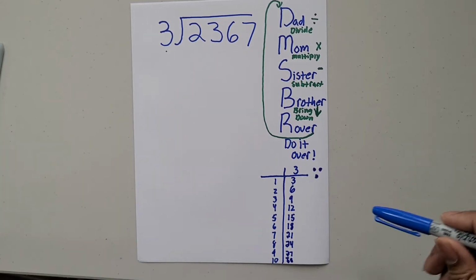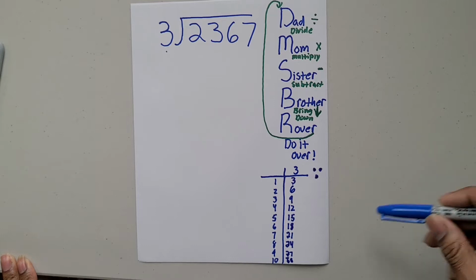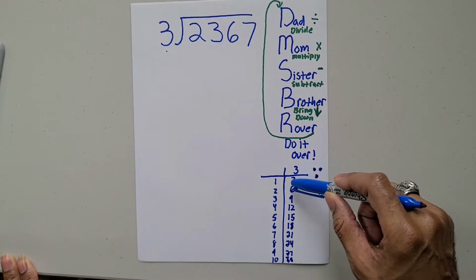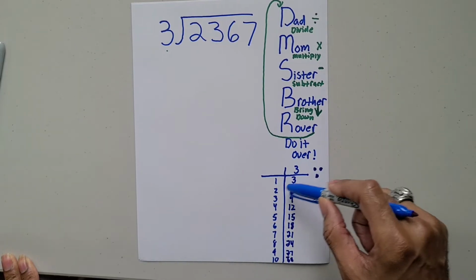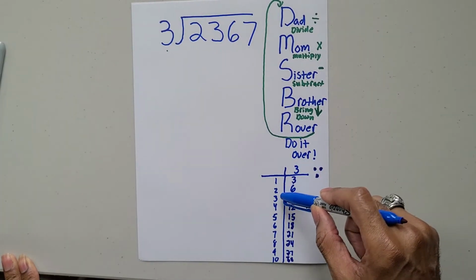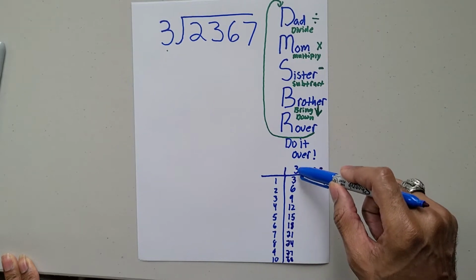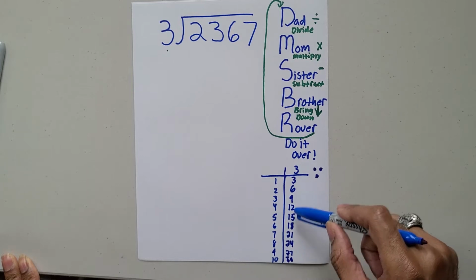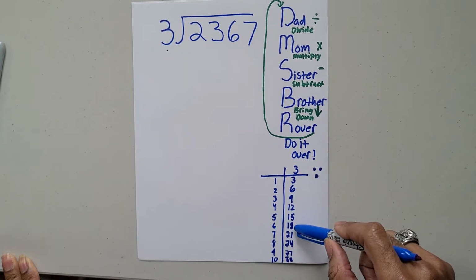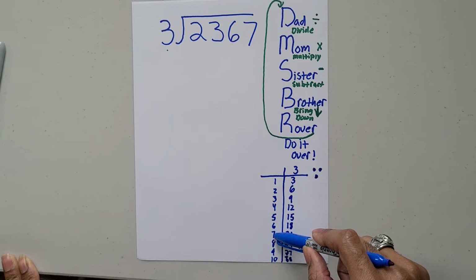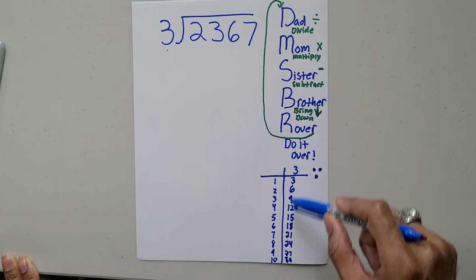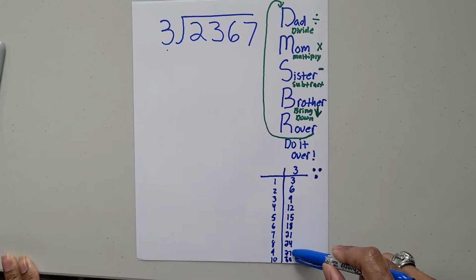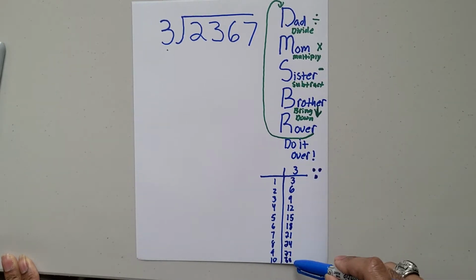And if you can tell, since I have all my numbers, when I want to know my multiplication, 3 times 1 will give me 3. 3 times 2 will give me 6. 3 times 3 will give me 9. 3 times 4, 12. 3 times 5, 15. 3 times 6, 18. 3 times 7, 21. 3 times 8, 24. 3 times 9, 27. And 3 times 10, 30.